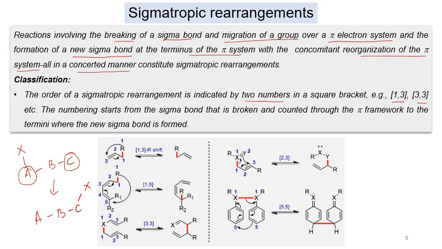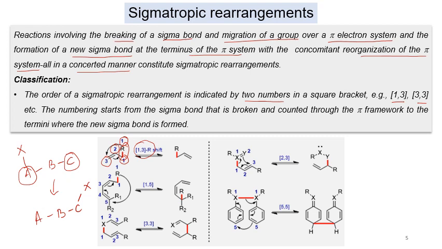How do we start counting? This is the bond that is being broken. So you start numbering the carbons or the elements accordingly as 1, and then you go over the pi framework in this particular fashion. So you can see here the bond that is breaking is 1,1. The bond that is going to result is between 1 and 3. Therefore, this shift is a 1,3 shift.